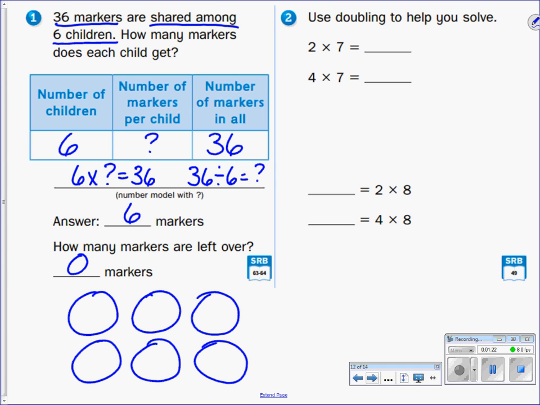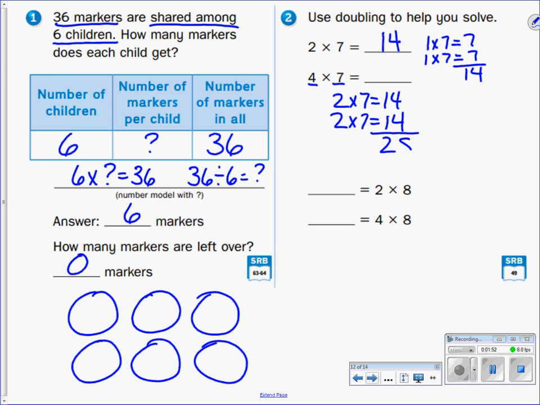Number 2, it says use doubling to help you solve. Okay, 2 times 7. So if I do doubling on that, that would be 1 times 7 equals 7, and 1 times 7 equals 7, and 7 plus 7 equals 14. So 2 times 7 must equal 14. So doubling here, I would do 2 times 7 equals 14, then double that, 2 times 7 equals 14, and then add those up and come up with 28. So 4 times 7 must equal 28.